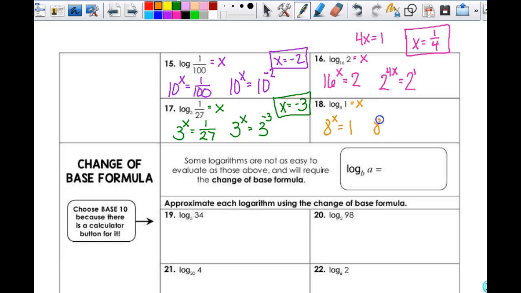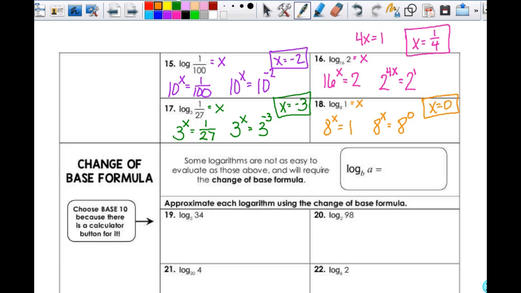I think I'll go with 8. So if I'm going to leave this as 8 to the x power, then that has to be 8 to some power. What power would that be? 0. Anything to the 0 power except 0 is 1. So 8 to the 0 power does equal 1, right? See how you have your common bases there now? That means that x equals 0.